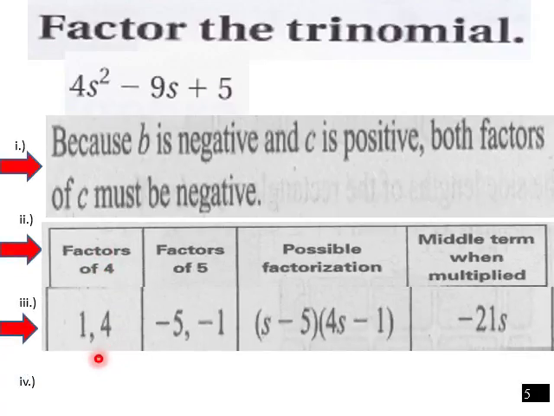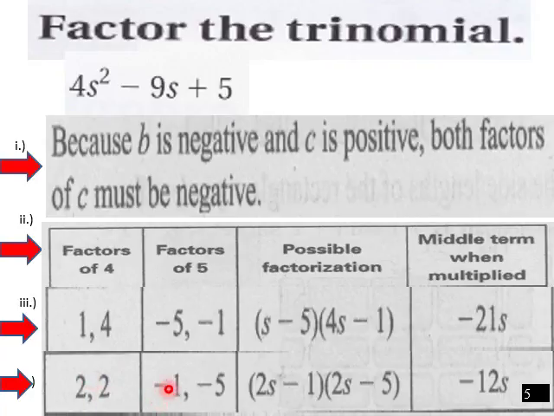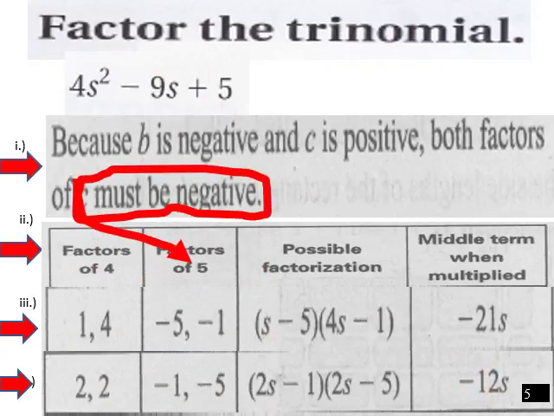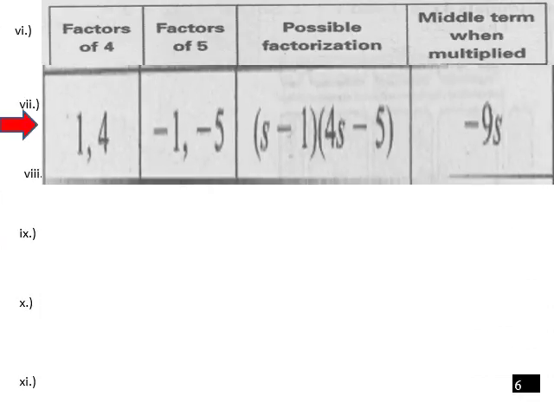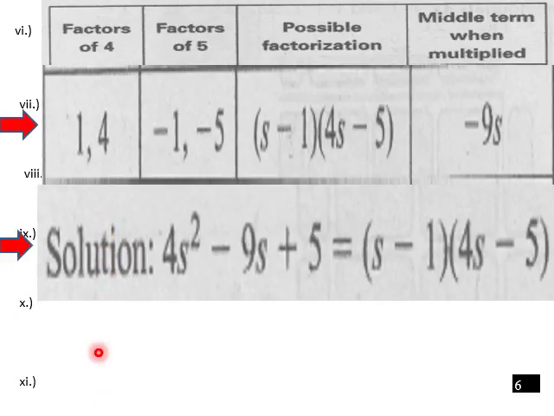Here our factors of 4 are 1 and 4. Factors of 5, negative 1 and negative 5. Here's one possibility, and the middle term when multiplied will be negative 21x. That can't be right. So 2 and 2, negative 1, negative 5. 2x minus 1, 2x minus 5. Negative 12x is not negative 9x. That's not right either. Okay, 1 and 4, negative 1 and negative 5. x minus 1, 4x minus 5. And our middle term now is negative 9x. Yep, that looks good. So here's our factorization for this trinomial.